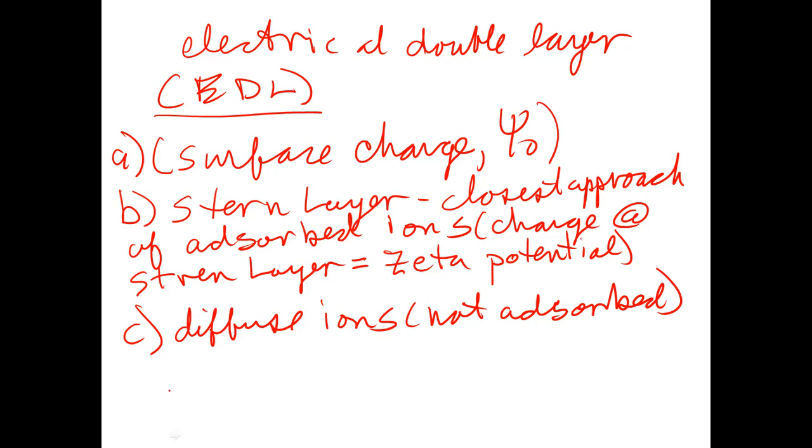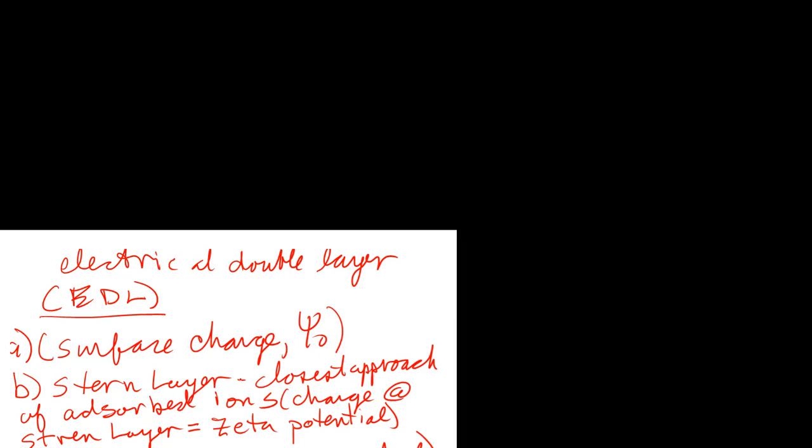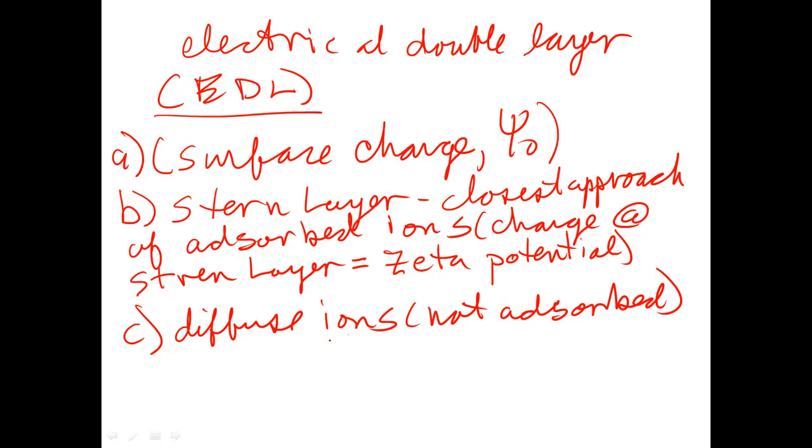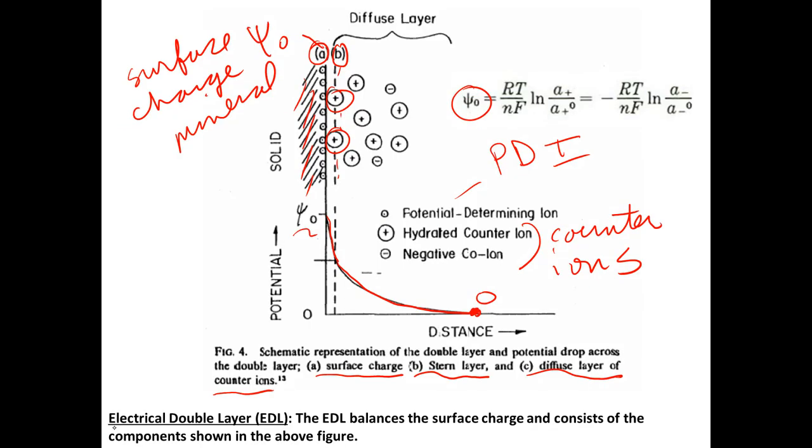In total, those three components represent the electrical double layer. Those 3 components comprise the electrical double layer: the surface charge, the Stern layer, and the diffuse ions. Let's go back and take a look at those.